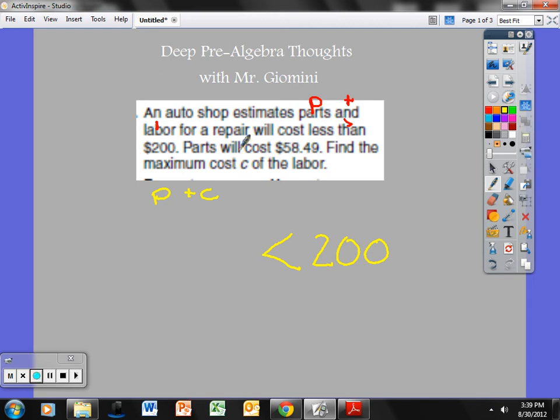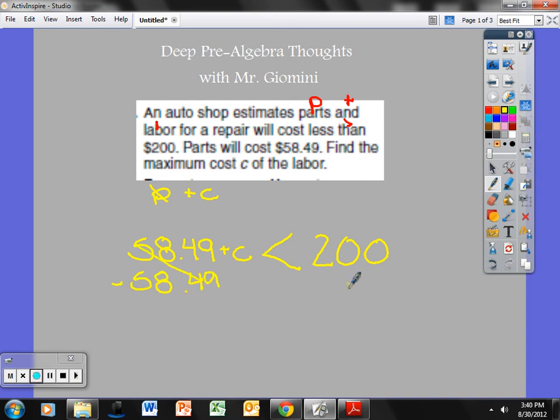If I go back in, it says here parts will cost $58.49. So now I know what parts are. They are $58.49. I do not know the cost of labor, so I'm going to put a plus sign and the labor, but I know combined they're less than 200. So I want to solve this inequality for C. So I want to find out what C is. So what I'm going to do is subtract $58.49 because I want to isolate that variable by itself on this side of the inequality.